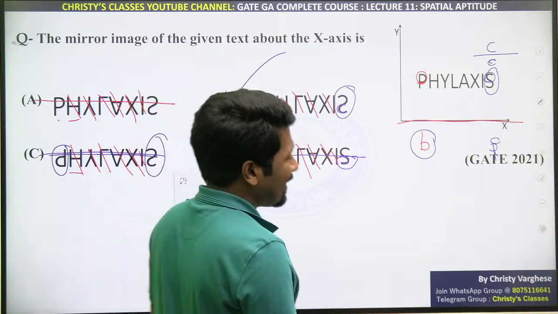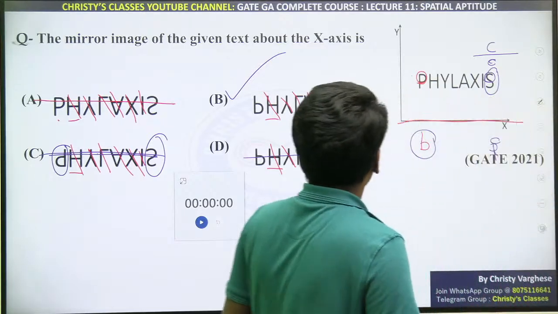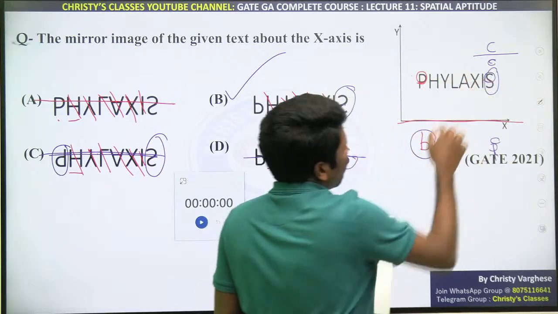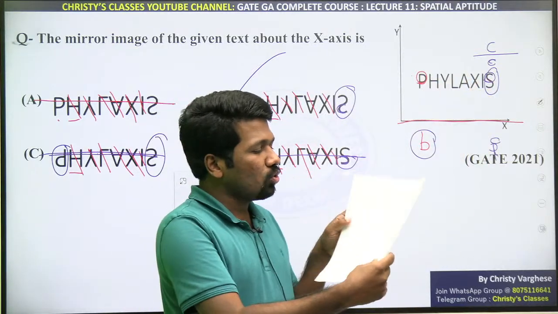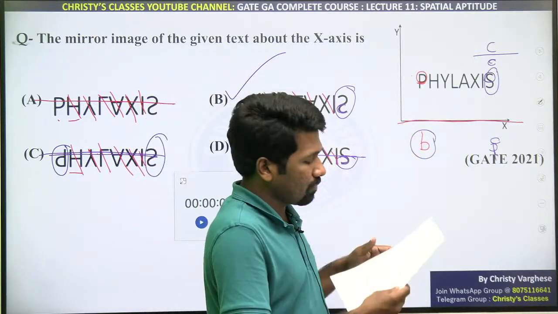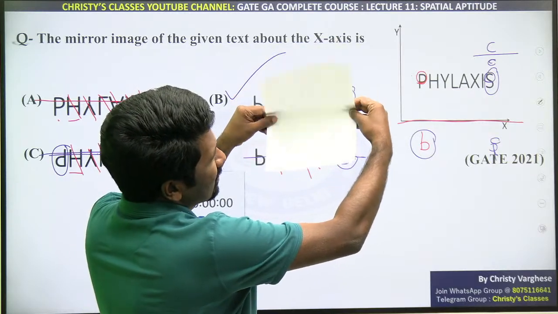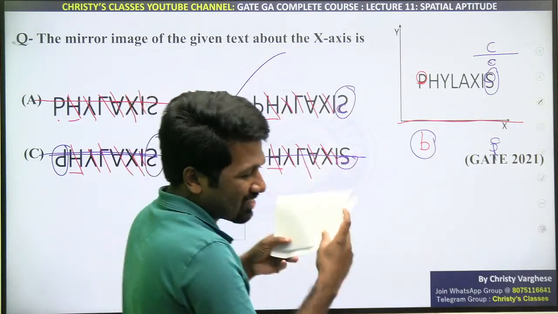Therefore, option D is wrong, option B is the answer. There is one more method for this. Yes, Muskan. One more method is this: you can just write this word as such, and if you are asked to find the horizontal image, you can fold it like this.